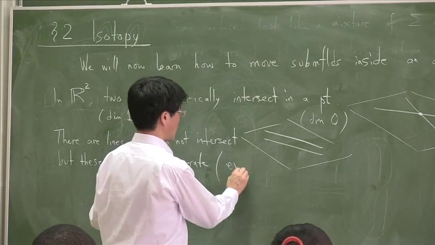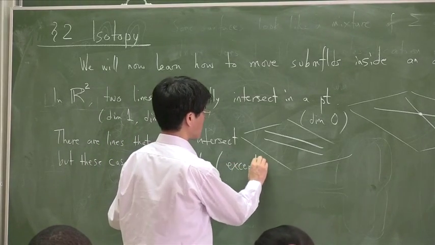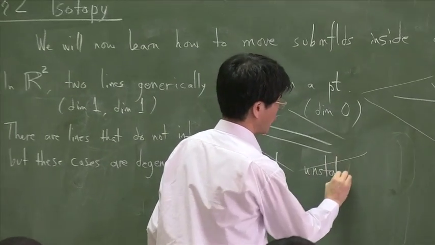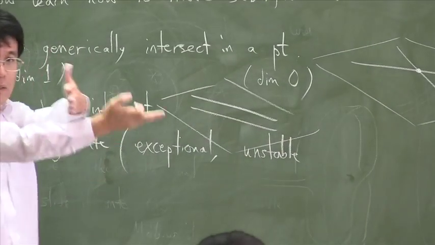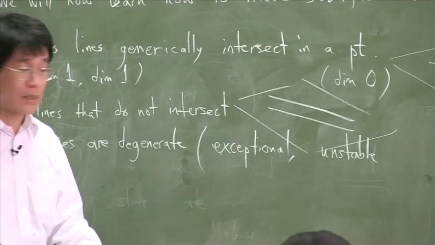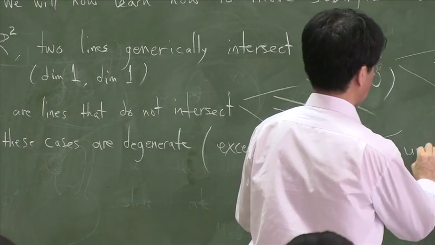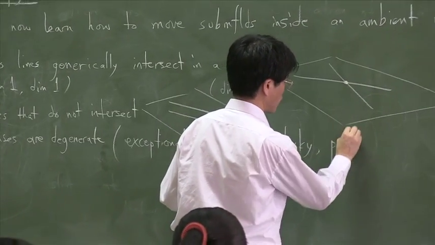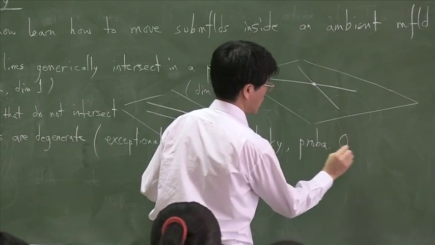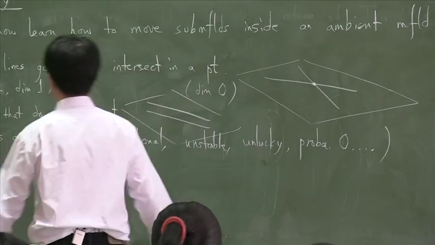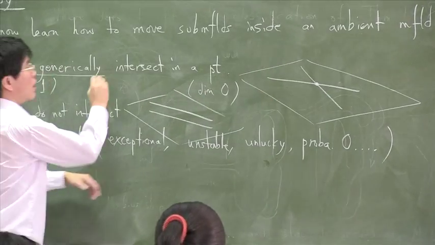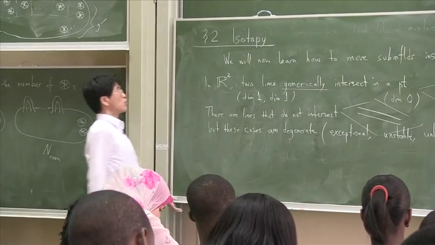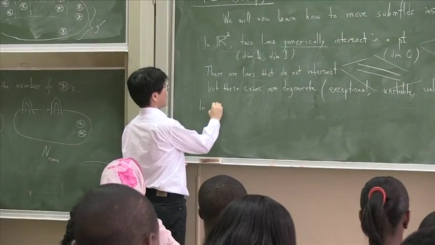Degenerate means they are, if you like, exceptional, unstable, in the sense that if you perturb them a little bit, they immediately become non-parallel. And unlucky, probability 0, and so on. So generically, they intersect in a point. Good. Let's go on to R3.